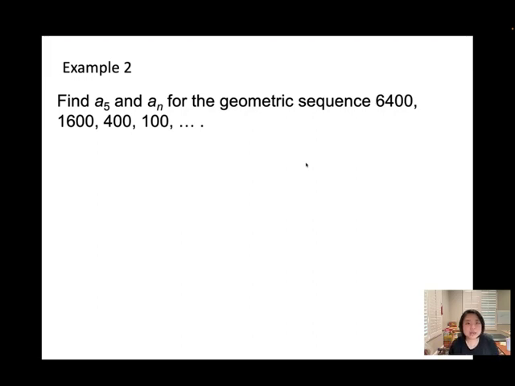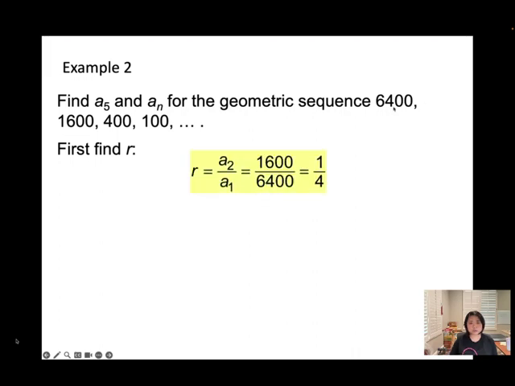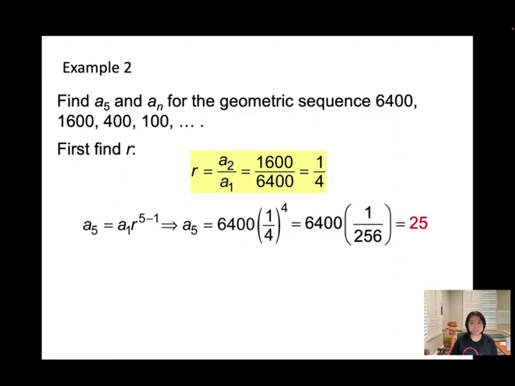Example. Find a5 and a n for the geometric sequence 6,400, 1,600, 400, and 100. First we're going to find the r. We're going to use the second term divided by the first term. You're going to get 1 over 4. Then we want to find the a5, so we're going to plug into the general formula. So a1 is equal to 6,400, and the common ratio r will be 1 over 4. Plug it in. Simplify it. You should get 25.